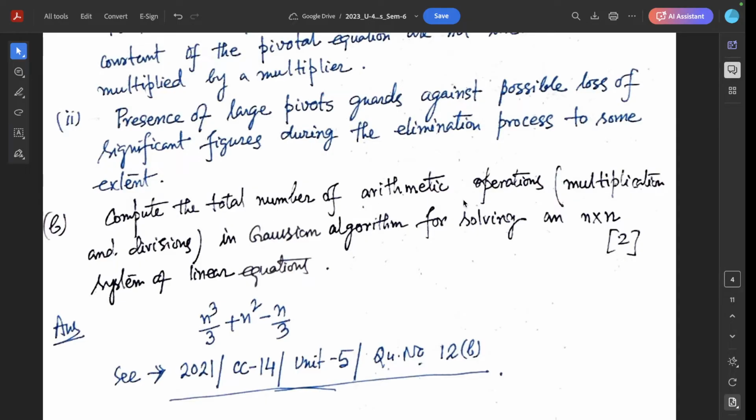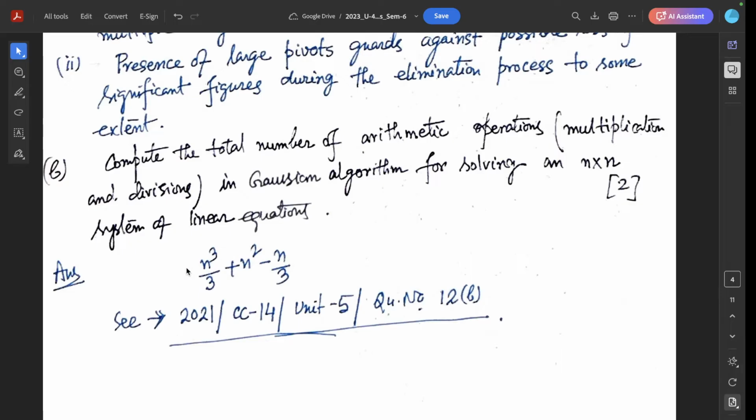Next question b. Compute the total number of arithmetic operations, multiplications and divisions, in the Gaussian algorithm for solving an n by n system of linear equations. Answer is n cubed by 3 plus n squared minus n by 3. Already we have discussed this, 2021 question paper CC-14 unit 5 question number 12b.